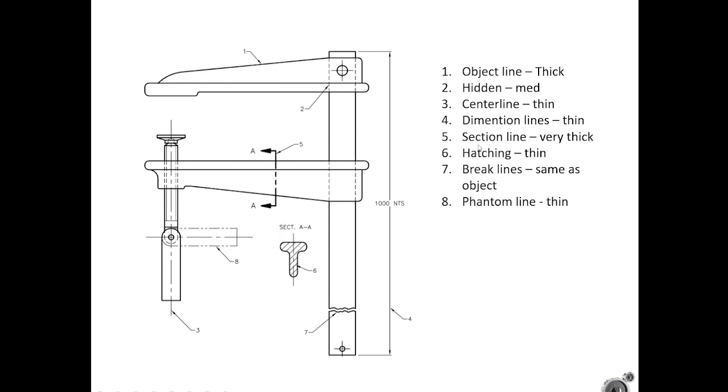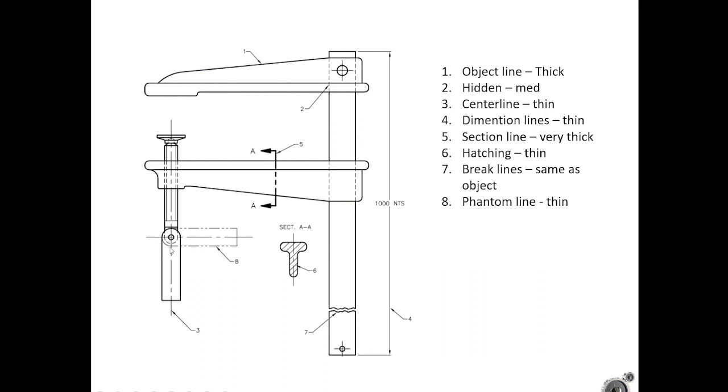Also on here, we have phantom lines, which we haven't talked about before. They don't come up much. But phantom lines we use to often describe alternate positions of an object. So here you can see this handle moves from horizontal to vertical. It can swing through that range of motion. And we have this phantom line describing its alternate position.